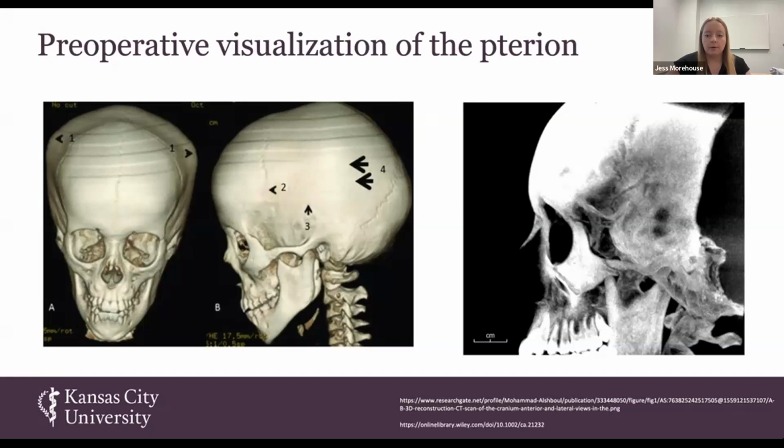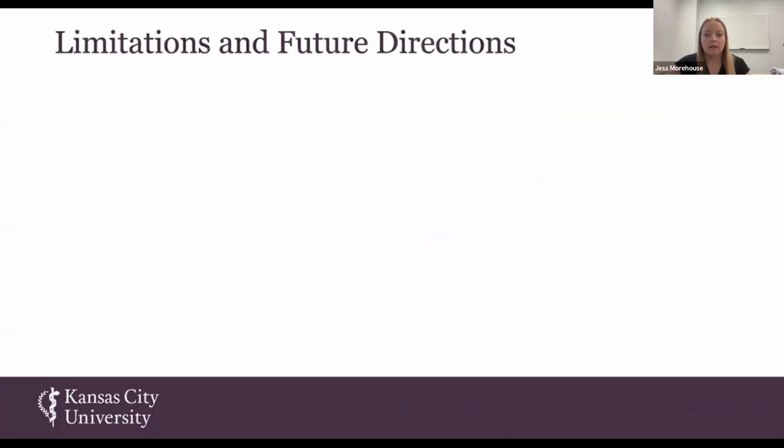Recent studies have also proposed the use of cone beam CT scans to visualize the pterion, which is demonstrated on the right over here. You can see the pterion in here. And it's an imaging technique that could potentially be combined with angiography to characterize the relationship with the middle meningeal artery. However, that is all still being done on a case-by-case basis, so it's not standard at all.